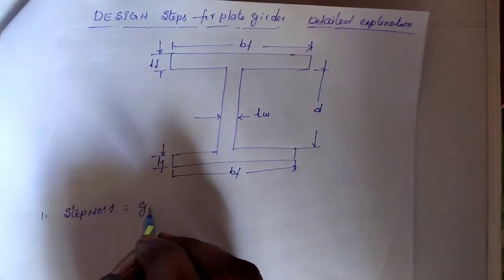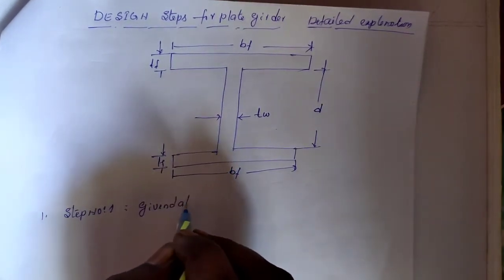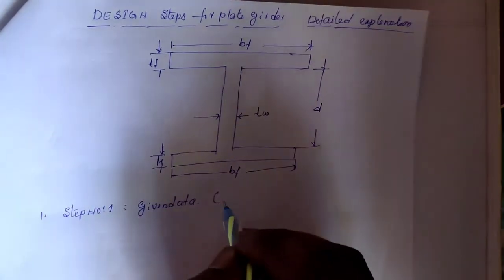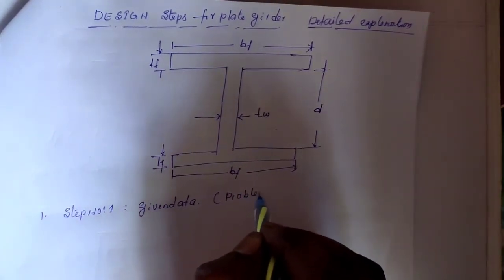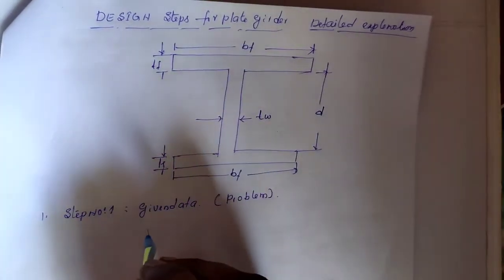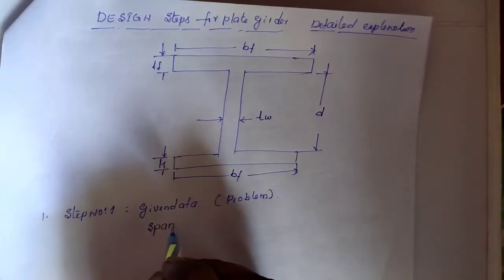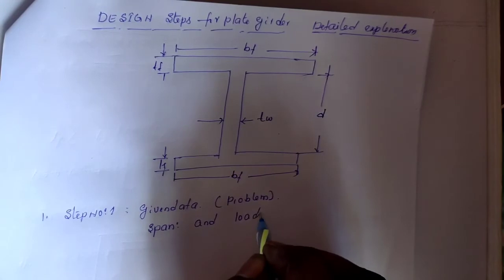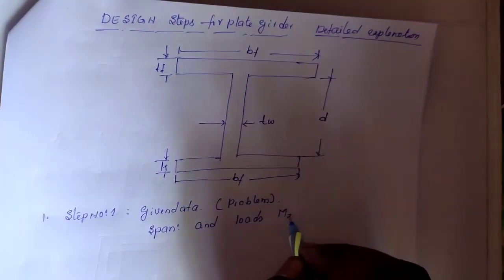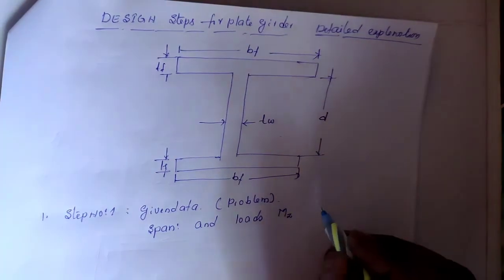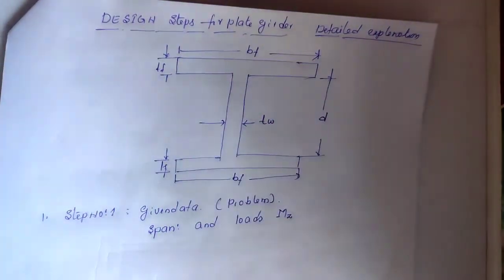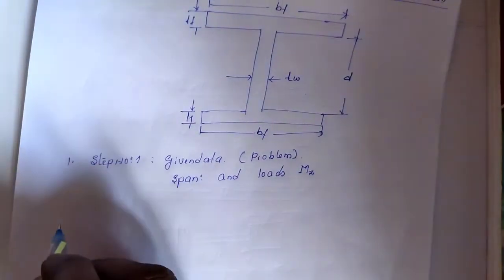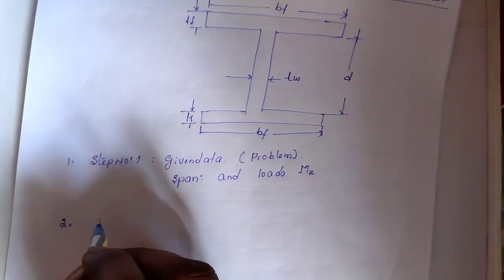Step number one, given data, in bracket, problem: span and loads, in bracket MZ.